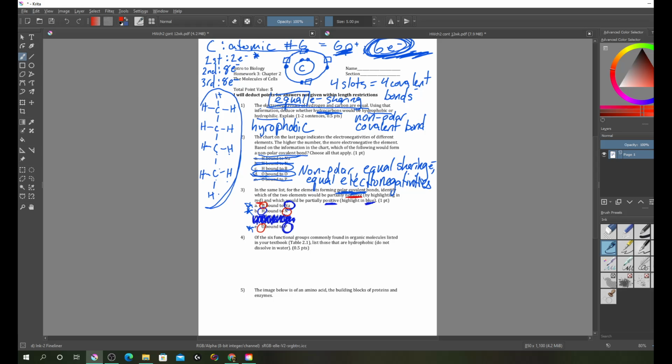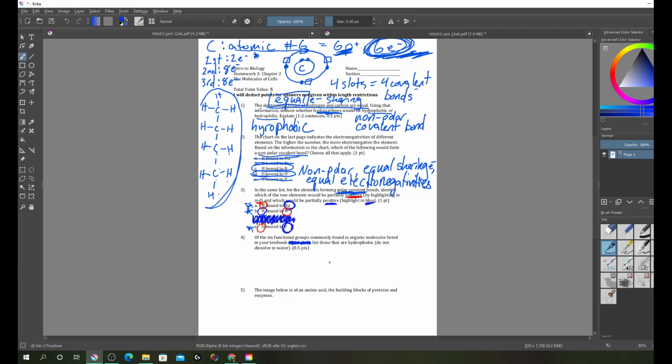Okay, so of the 6 functional groups commonly found in organic molecules listed in your textbook, oh, and you know what? I'm not sure that that's still correct. There's been a recent update on the textbook, and then the table numberings get all mixed up. So I'm not positive about that. I'm just going to cross it out. But I gave you a chart in our PowerPoint, and I know there is a chart in this chapter. So just find that chart of functional groups.